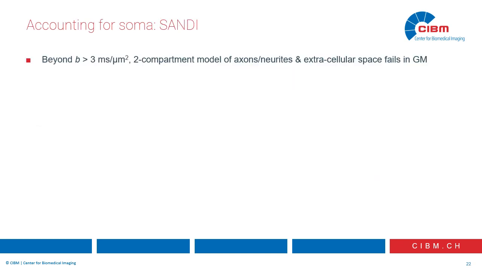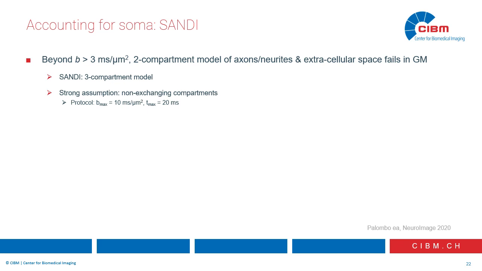And so the first way to approach this, of course, is then to account for soma. The idea behind the SANDI model was that beyond, of course, b perhaps around 3, the two-compartment model of axons or neurites and extracellular space fails in gray matter, like I've also shown. And so this SANDI model, which is a 3-compartment model, was very recently proposed.